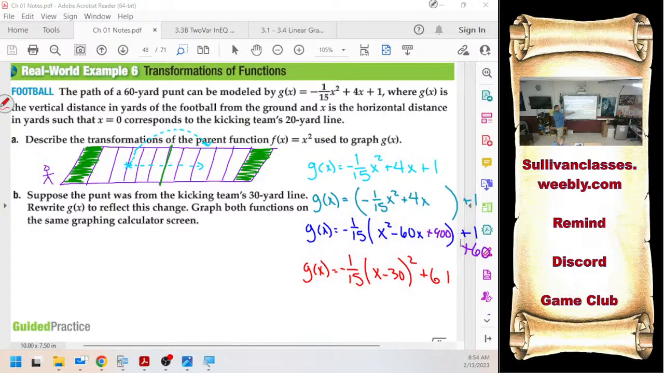Now that I have it in this form, yes, you could have just done negative b, so negative 4 over 2a, so over negative 2/15. Plug it in, you get 30. Put 30 in here, you get 61. Yeah, you could have done all that, and the a value is always the same, whether in standard form or general form. Now tell me the transformations.